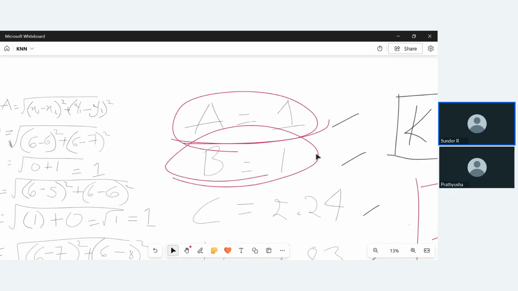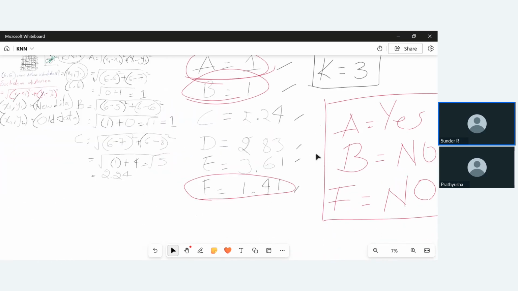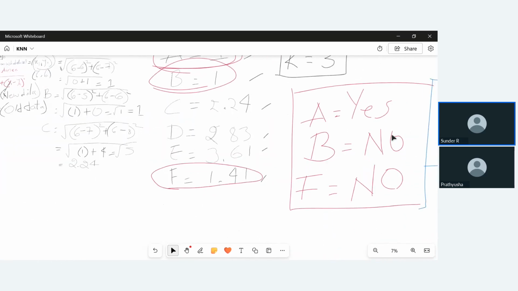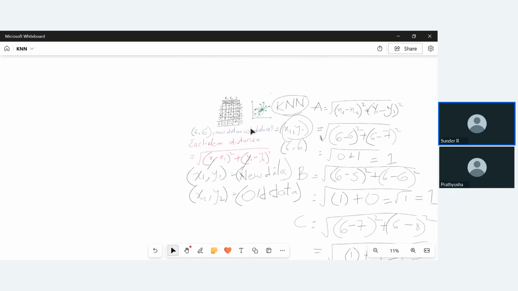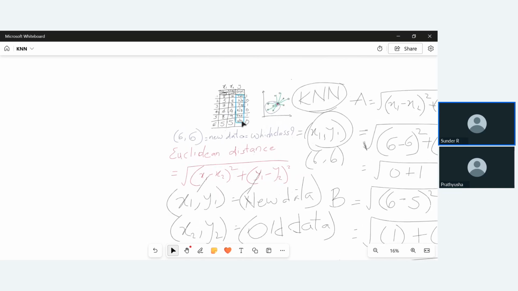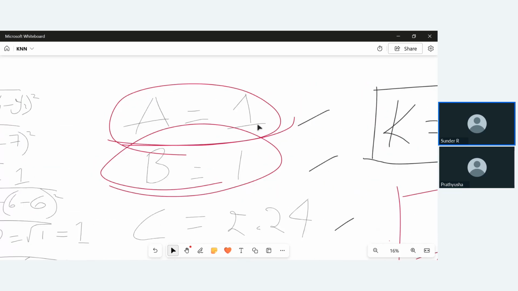So what comes last? That is what I have considered. A with its coordinates shows that he is going to the gym. B with its coordinates shows that he won't go to the gym. Next, what is the F coordinate? F is 5 comma 5. So it shows that he won't go to the gym with these coordinates. Is it clear?